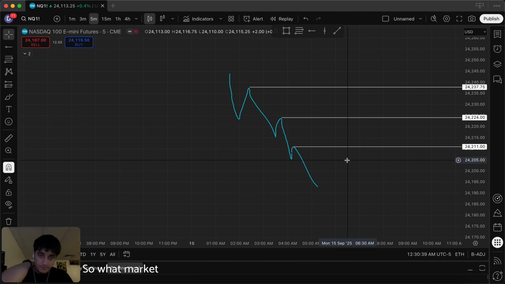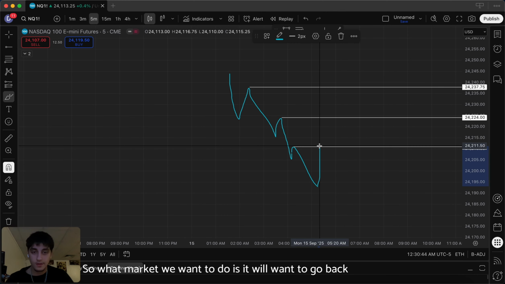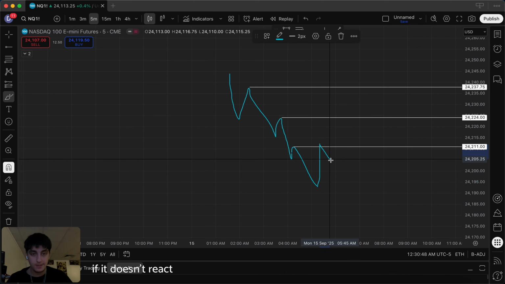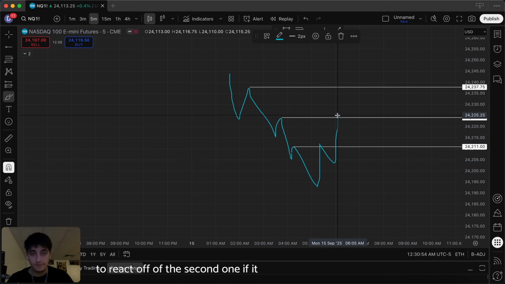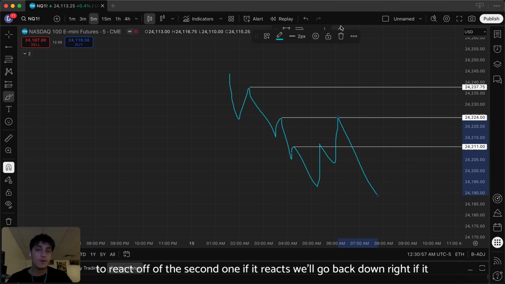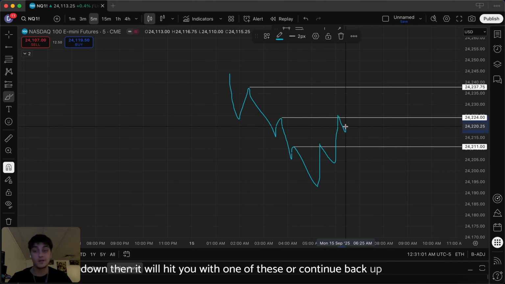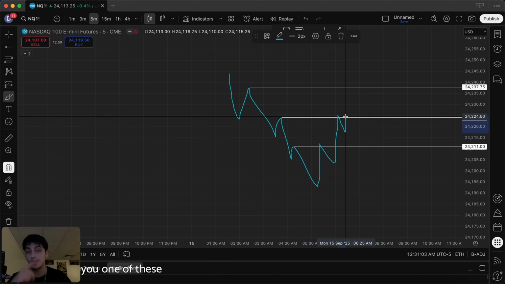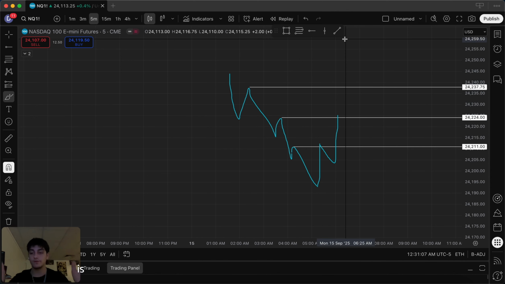So what the market will want to do is go back and react off the first one, right? If it doesn't react, it might hit you with one of these, or continue up and then try to react off of the second one. If it reacts, we'll go back down. If it doesn't go down, then it will hit you with one of these, or continue back up without hitting you with one of these, and then break structure. Order flow is switched. Now we're in a bullish order flow, right?